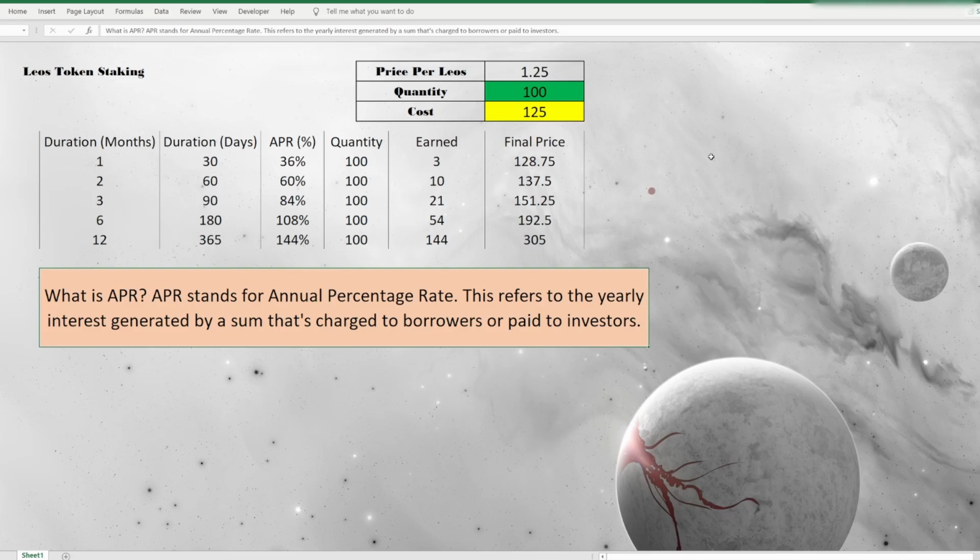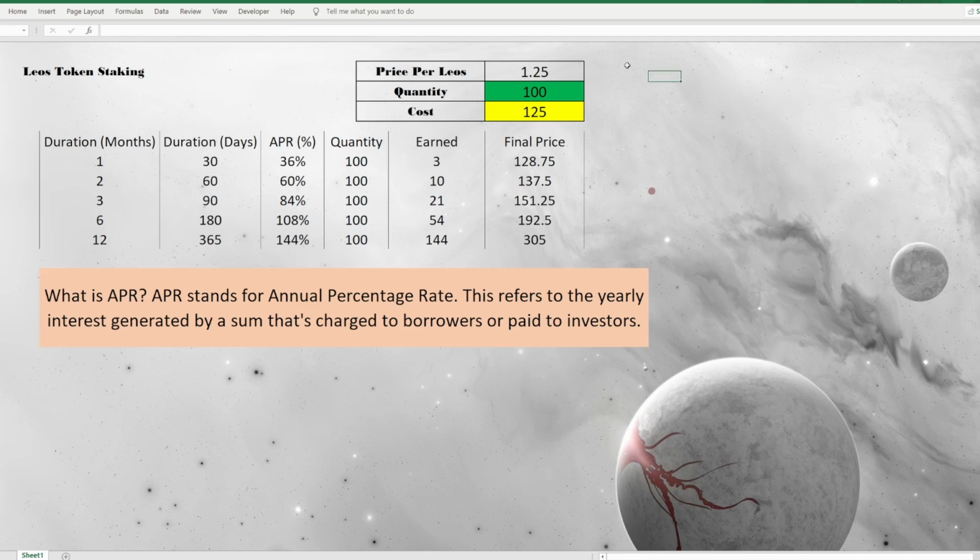Okay, so as you can see, this is the chart that I made up real quickly. I'm going to go over it in a second, but first I want to touch base on what is APR. At the bottom, I had a quick little statement here. APR stands for the annual percentage rate. This refers to the yearly interest generated by a sum that's charged to borrowers or paid to investors. So we are the investors. This will be paid to us. If you already didn't know that, which I'm pretty sure you did.